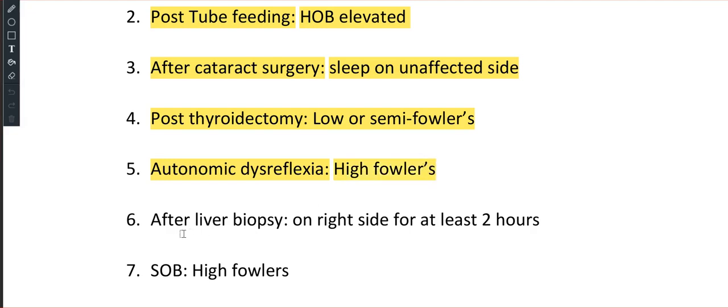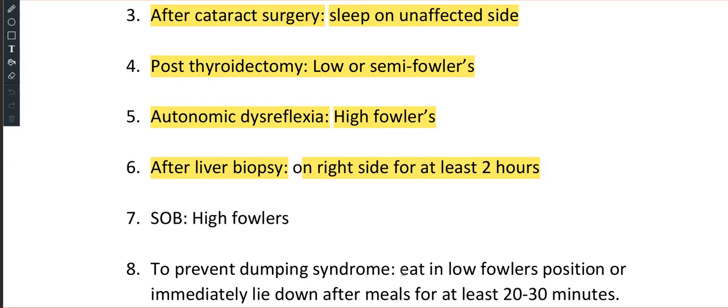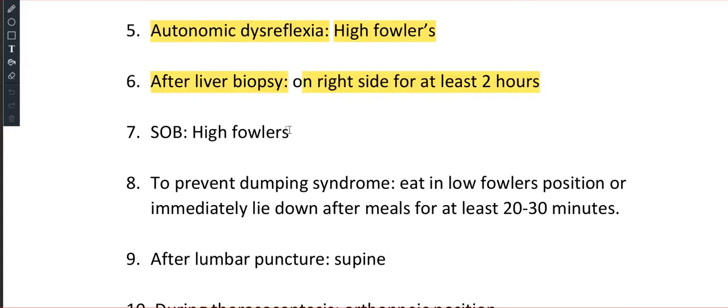After liver biopsy, you have to ask the person to lie on the right side for at least 2 hours because liver is a very vascular organ, and yes, to splint it externally, we need the person to have this position. Now, if a person is having shortness of breath, everyone answers it's Fowler's, semi-Fowler's position, but the best answer is high Fowler's. The second best is Fowler's position.